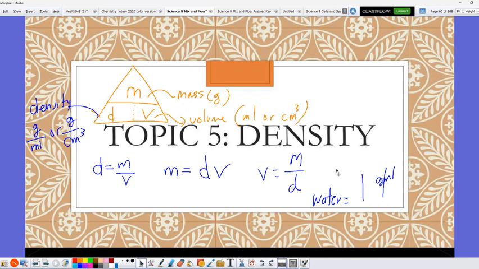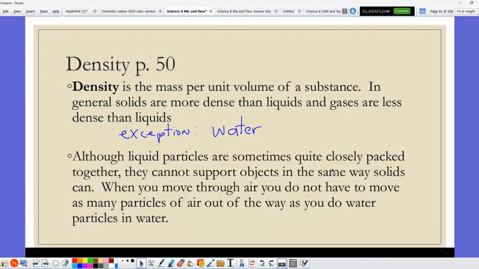And of course, we all know the density of water is 1 gram per mL, kind of the standard that you're expected to know. The density is mass per volume of a substance. In general, solids are more dense than liquids, and gases are less dense than liquids. The exception to that is water, right? Ice is less dense than liquid water. Although liquid particles are sometimes quite closely packed together, they cannot support objects in the same way solids can. When you move through air, you don't have to move as many particles of air out of the way as if you are walking in water. That's why it's easier to walk through air than it is to walk in the swimming pool.